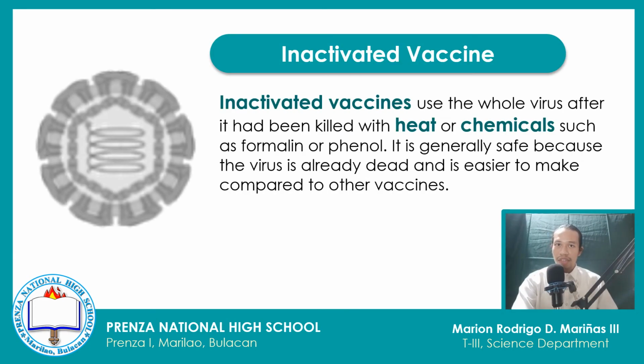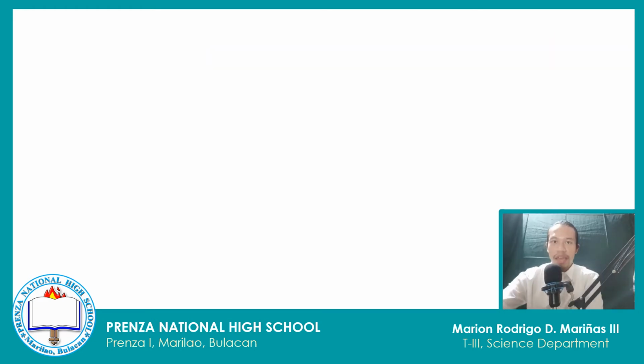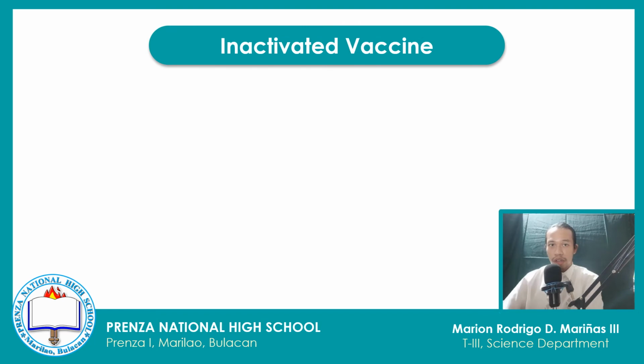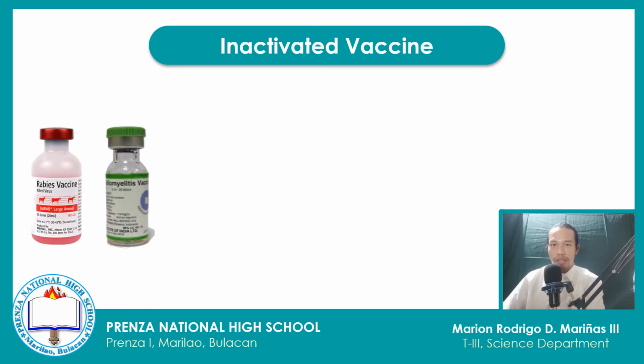Meanwhile, inactivated vaccines use the whole virus after it has been killed with heat or chemicals such as formalin or phenol. It is generally safe because the virus is already dead and it is easier to produce compared to other vaccines. However, it is not as effective as the live attenuated vaccine, so there is a need to regularly check the quality of this type of vaccine in clinical trials. Inactivated vaccines used in humans include those against rabies, influenza, and polio.